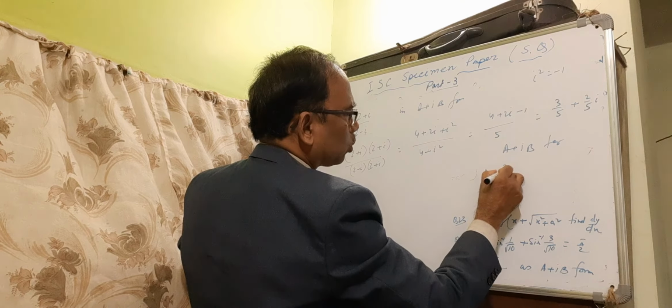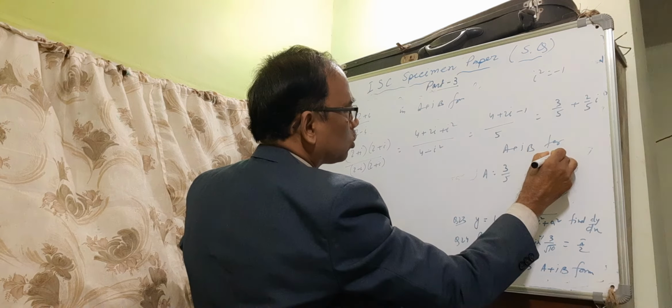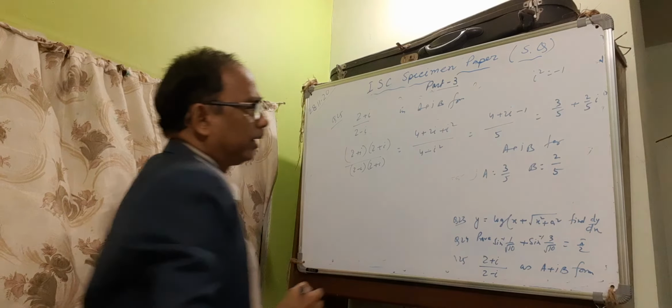Here a equals 3 by 5 and b equals 2 by 5. That's all.